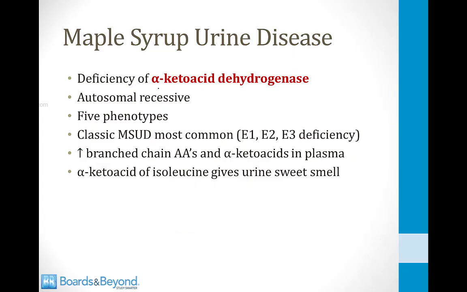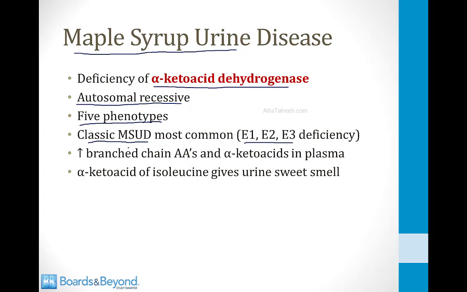Children born with a deficiency of alpha ketoacid dehydrogenase have a condition known as maple syrup urine disease. This is an autosomal recessive condition. There are 5 clinical phenotypes in terms of how severe the disease is, but the classic maple syrup urine disease phenotype is most common. This is due to a deficiency of one of the major subunits E1, E2, or E3 of the alpha ketoacid dehydrogenase complex.